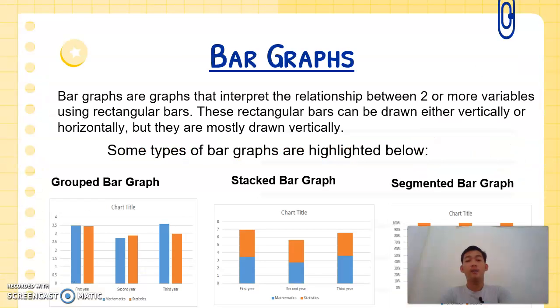There are bar graphs. What is a bar graph? Bar graphs are graphs that interpret the relationship between two or more variables using rectangular bars. These rectangular bars can be drawn either vertically or horizontally. There are some types of bar graphs highlighted below. First, the grouped bar graph, and the second one is the stacked bar graph and the segmented bar graph.